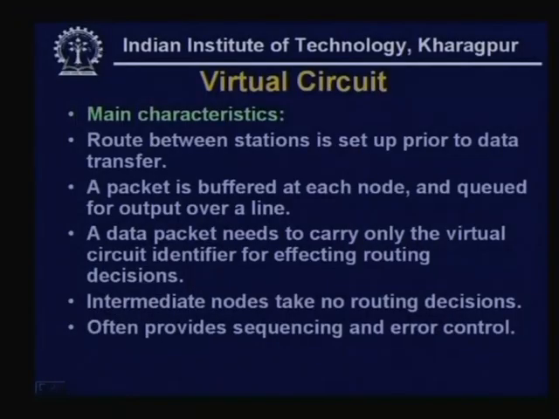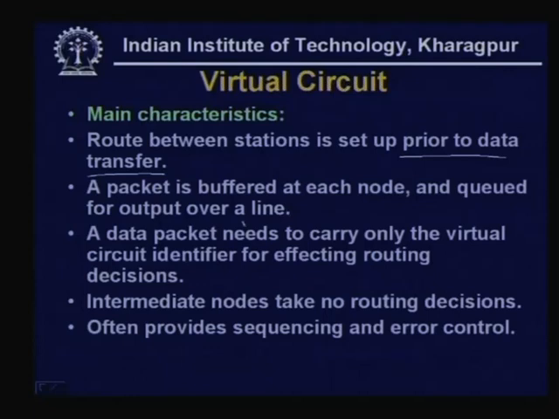So, these are the main characteristics of virtual circuit packet switching. Routes between stations are set up prior to data transfer, as I have already shown. So, a packet is buffered at each node and queued for output over a line. That means here, just like message switching, the packets are buffered, but since the packets are of smaller size, they do not monopolize the buffer. They do not occupy larger storage, and also do not take long transmission time. As a consequence, the link is also not monopolized.